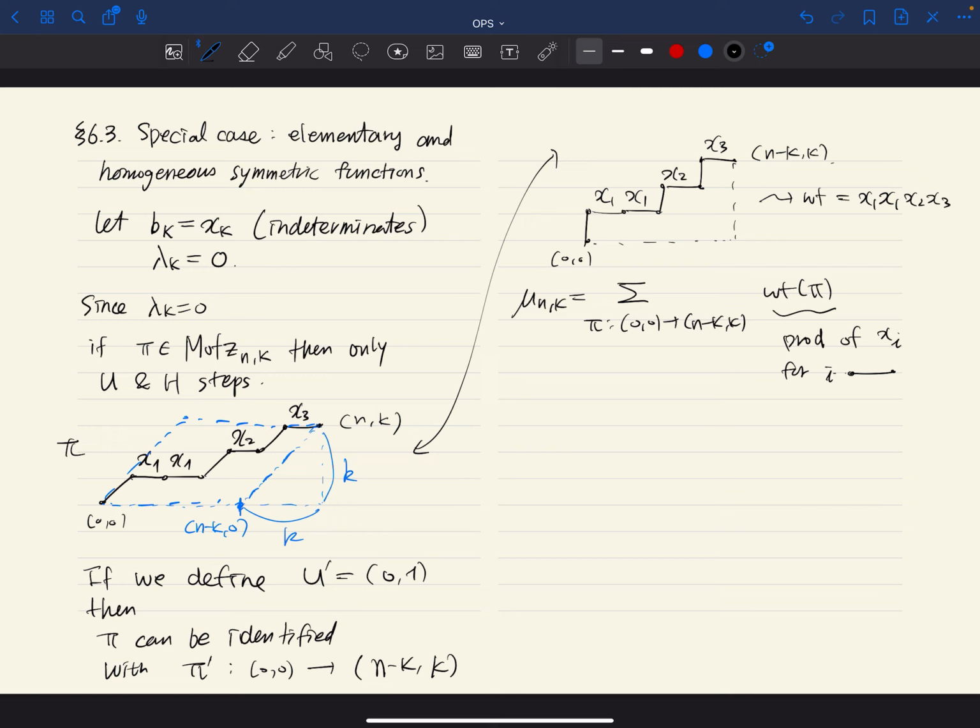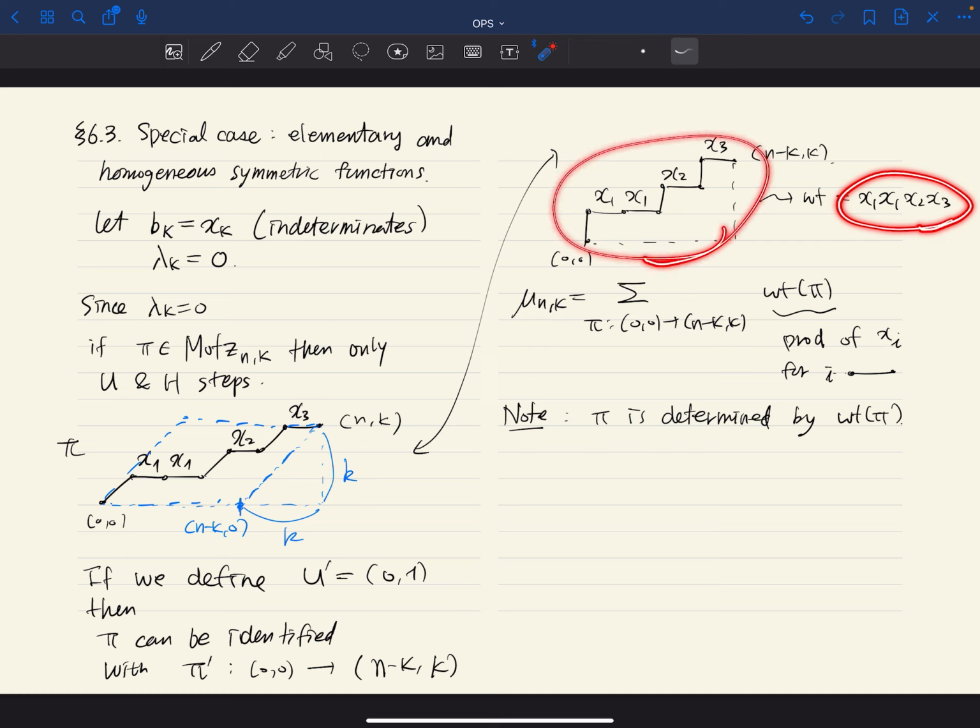So if you write the weight starting from the beginning, then the index of the x is always weakly increasing, because it's basically the height. The height must be increasing each step. And notice that pi is determined by its weight. For instance, if I tell you the pi has weight this, then you can recover this, because this is the only way that you can make a path having this weight.